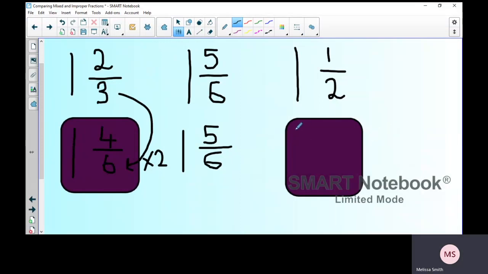So I go ahead and I'm going to write my whole. And I know that my denominator is now going to be 6. So I say to myself, okay, 2, what do I do to 2 to get to 6? Well, I times it by 3. 2 times 3 is 6. 1 times 3 is 3. And now I have converted all of my mixed numbers to be sixths, which means I can now order them from the smallest to the biggest.